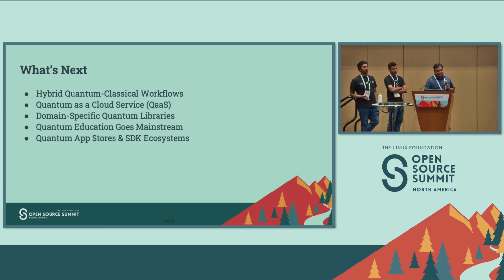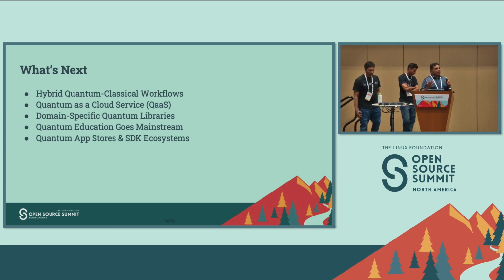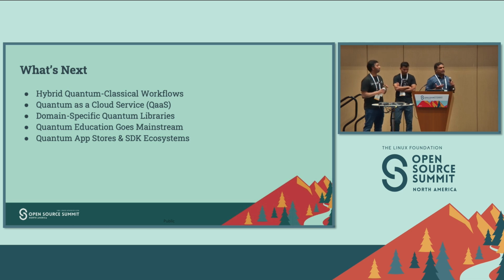The second thing is definitely quantum as a cloud service, which we talked about before. A lot of cloud providers are providing the service, like IBM, which we talked about. Amazon has its own service, and Microsoft Azure has its own service. It's on-demand, so we don't need to set up the whole platform ourselves. Instead, we can use it on demand, as much as possible.